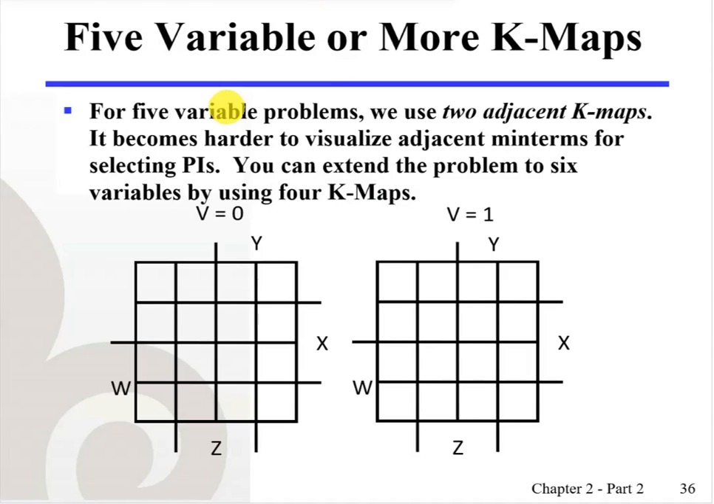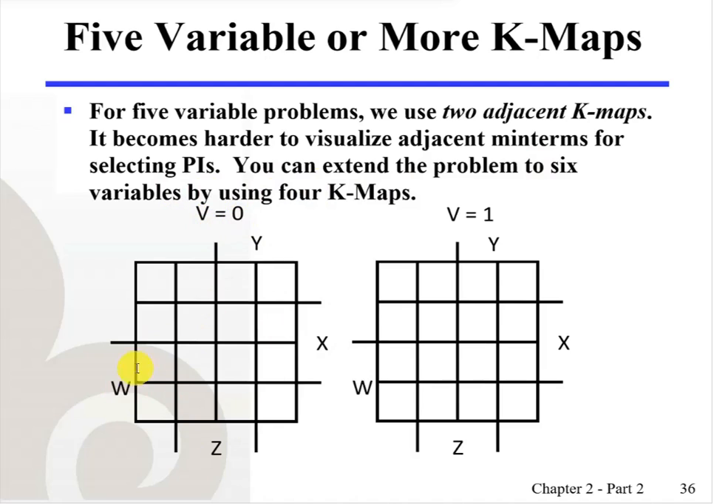We have seen the 4 variable K-maps. Can we extend K-maps to 5 variables or more? For instance, for 5 variable problems, we can use 2 adjacent K-maps, as it becomes harder to visualize adjacent minterms for selecting prime implicants. And we can extend the problem to 6 variables by using 4 K-maps of 4 variables.